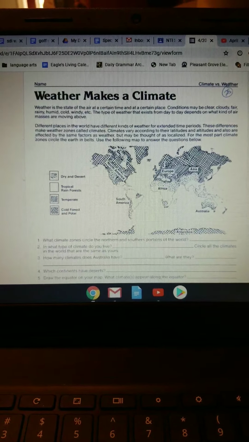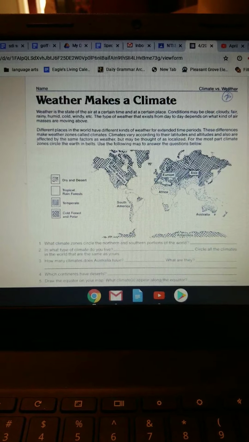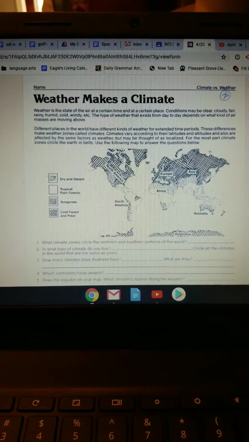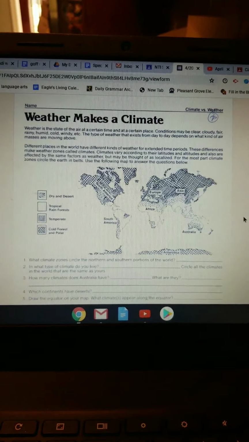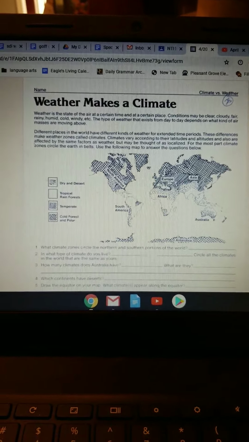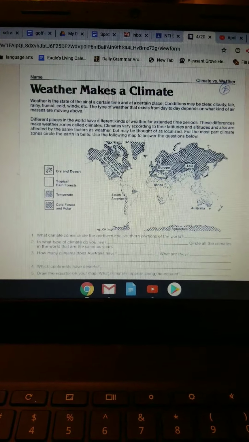Climates vary according to their latitudes and altitudes and are affected by the same factors as weather, but may be thought of as localized. For the most part, climate zones circle the Earth in belts. Use the following map to answer the questions below.